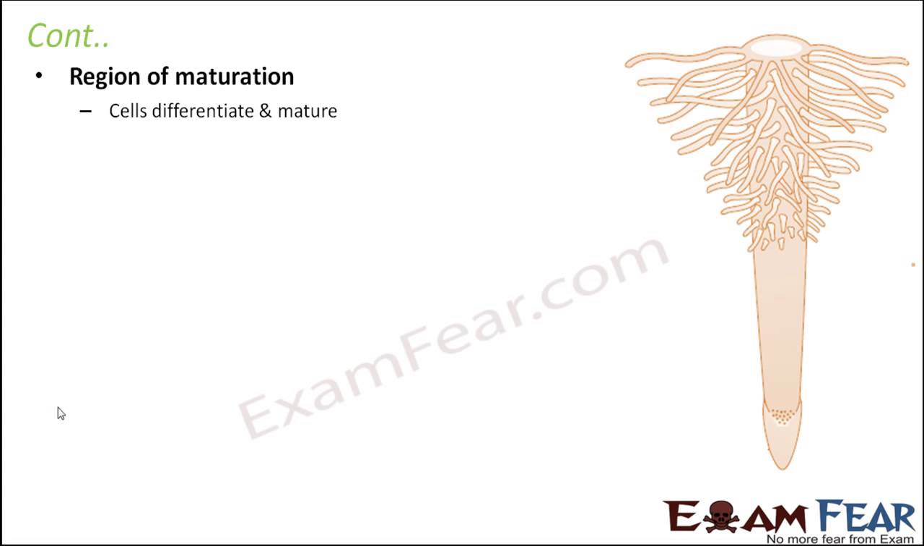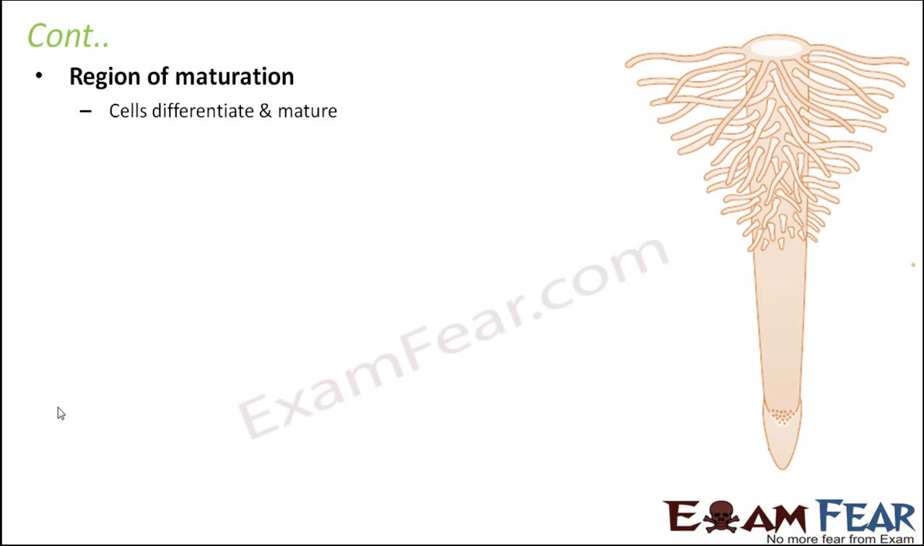The next one is the region of maturation. Now the cells were produced, cells have elongated. Now the question is, the cells also need to mature. Now why do you want the cells to be matured? Because if the cells are not matured, how will they again form new cells? I mean, the cells have to get matured so that they in turn again become capable of producing new cells. So you need cells to mature. So this is the region where the cells will differentiate and the cells will mature.